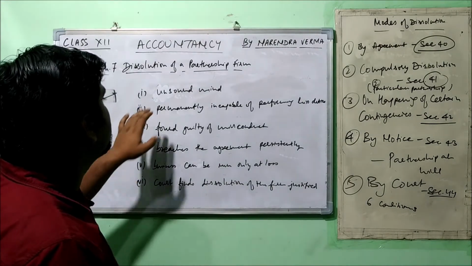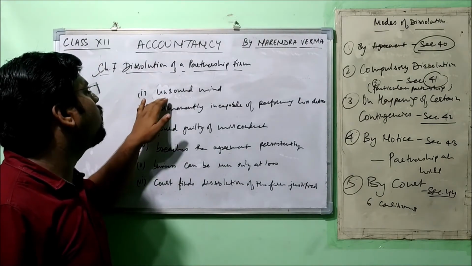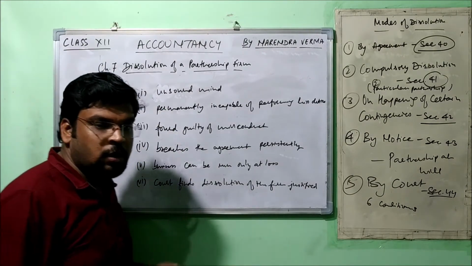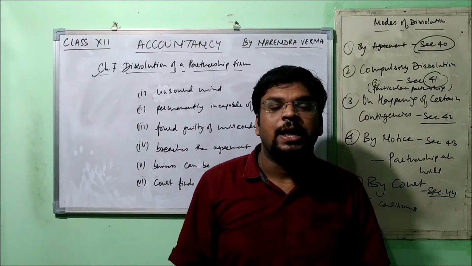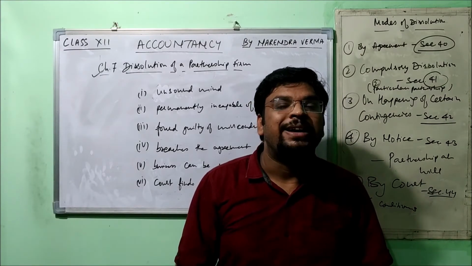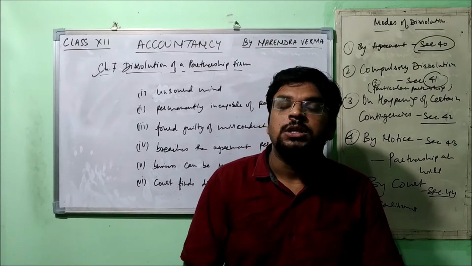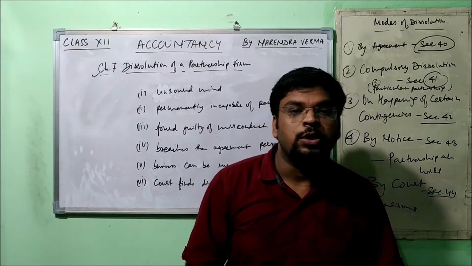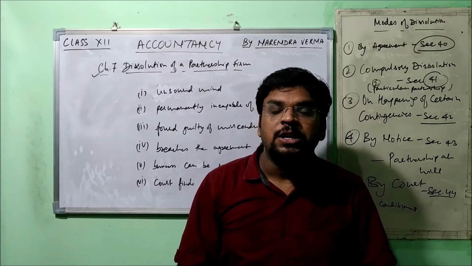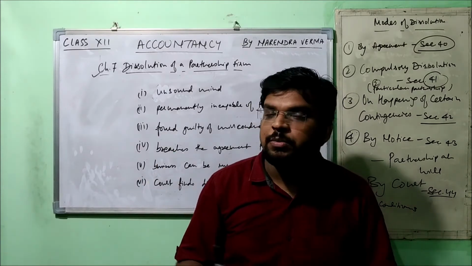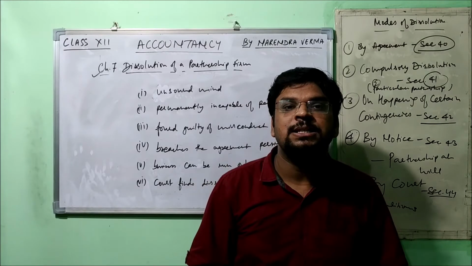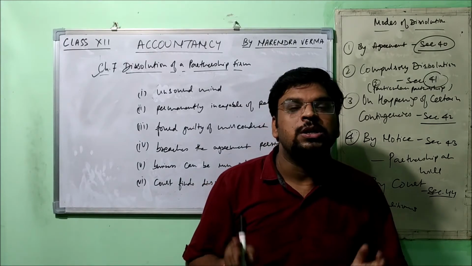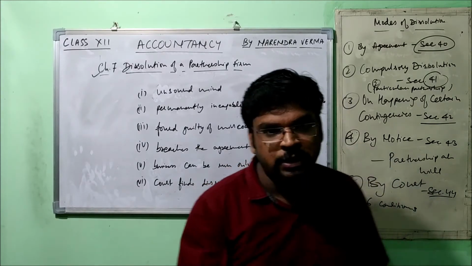One situation, if any partner becomes of unsound mind, who is not mentally stable, means he cannot take right decisions, he may misbehave with people, it may lead to disputes, there may be a lot of problems. So in that case, in the public interest, the court decides to dissolve the firm, right?